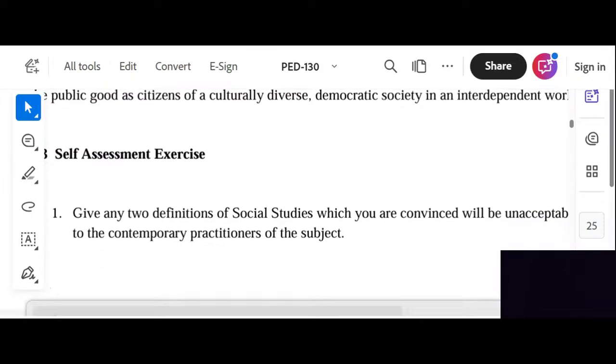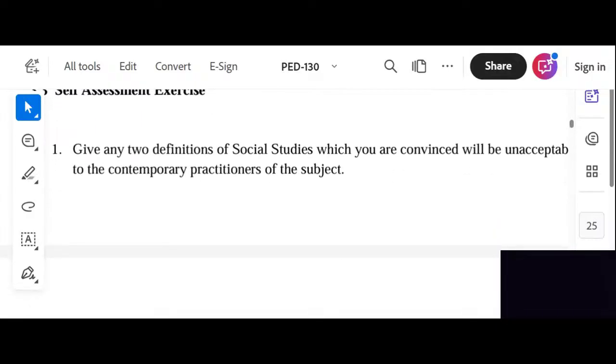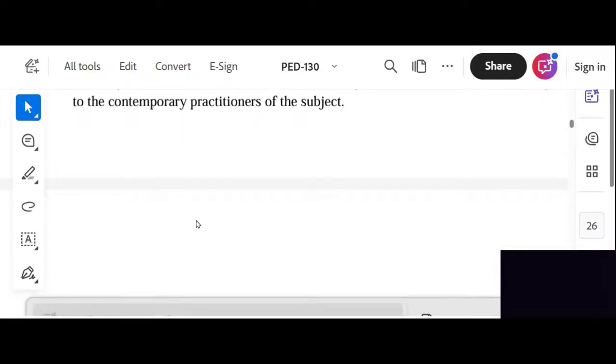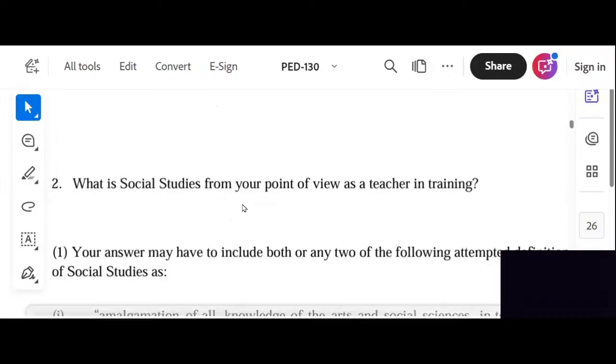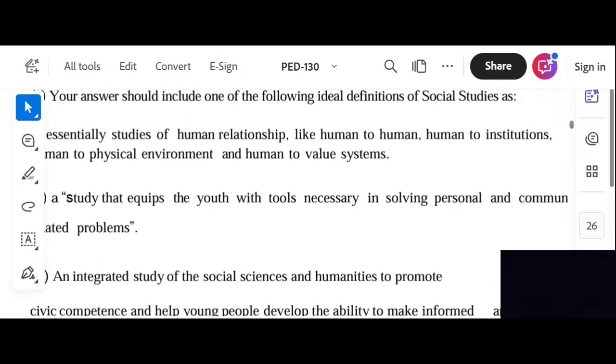So they gave us a self-assessment. Give any two definitions of social studies which you are convinced will be unacceptable to the contemporary practitioners of the subject, which means two definitions which social study is not. You already know that. I've asked you already during the icebreaker. The second one is now to give what social study is from your own point of view. Okay, let's do that one. What is social study from your own point of view?